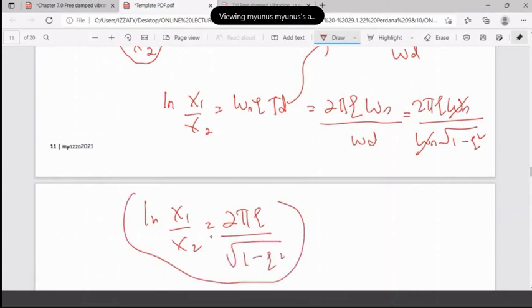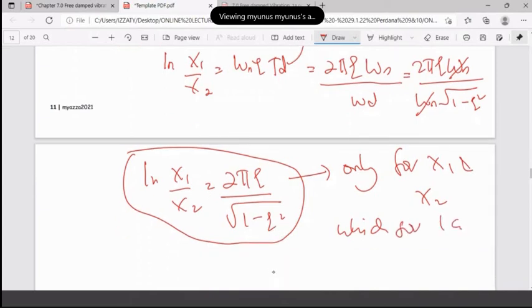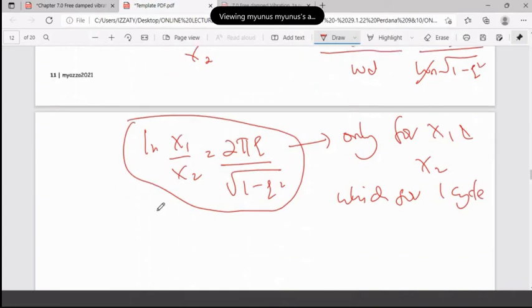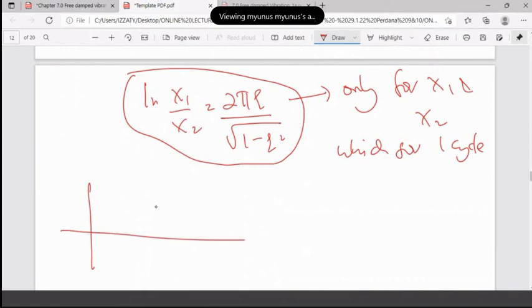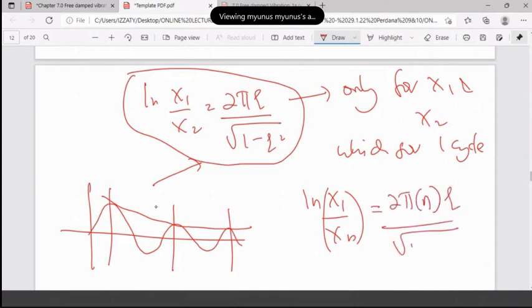But remember, this one is only for x1 and x2, which is for one cycle. But remember, your system could have so many cycles before it stops. This one is 2 cycles, we have 3 amplitudes. So you have to modify the equation to become ln x1 by xn, put it in the bracket, equal to 2 pi zeta over square root of 1 minus zeta square. This is your new equation now, where you have zeta.